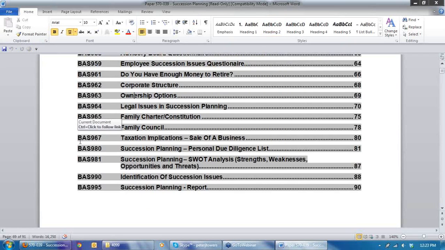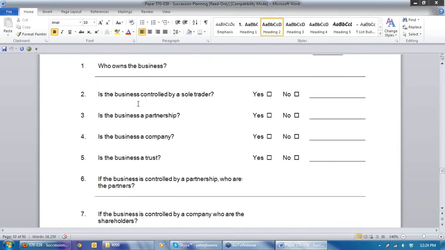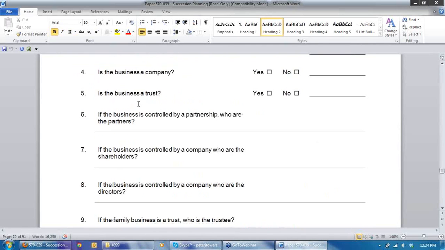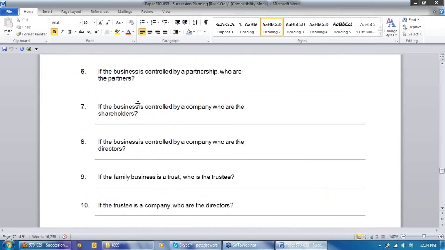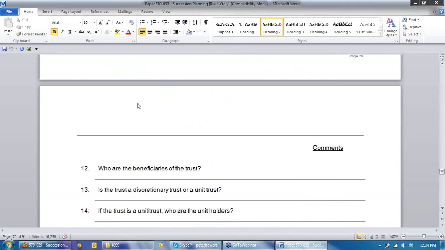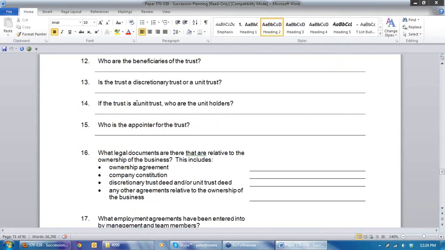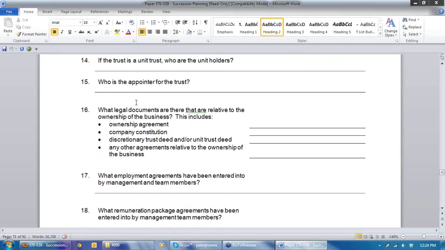What security is the current owner going to take, because this is his business or her business that is being sold off? What are some of the legal issues that you might like to raise? Obviously the business structure is one. Trustees, who are the trustees, who are the beneficiaries? Are there any agreements or constitution or shareholders agreements that are going to guide how various decisions might have to be made relative to the succession issue?